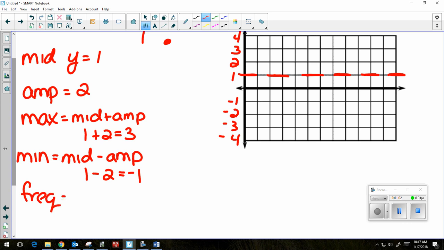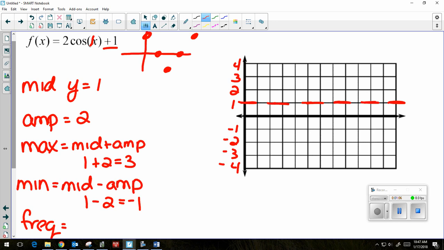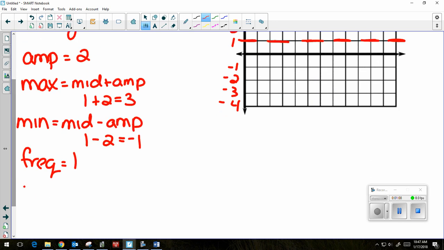Frequency is the coefficient to x. There's nothing there, so there's an imaginary 1. So my frequency is 1. Period is 2 pi over your frequency. So 2 pi over 1 is 2 pi.